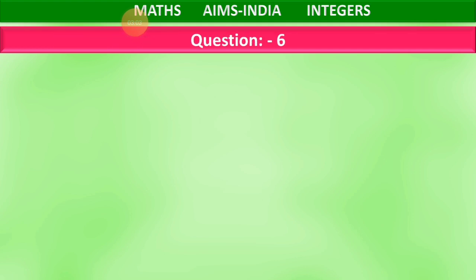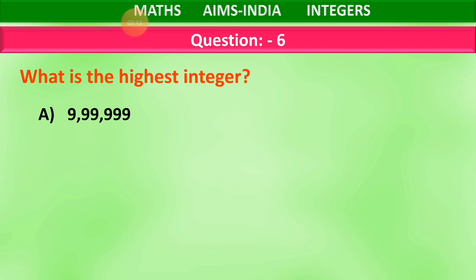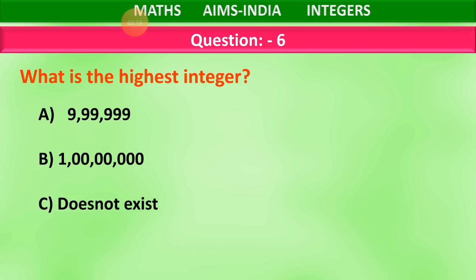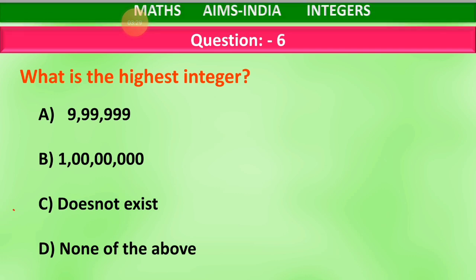The next question is, what is the highest integer? Among the integers, we know what the highest integer is. Option A 9,99,999. Option B 1 crore. Option C does not exist. Option D none of the above. What do we know about the highest integer? We know that the highest integer does not exist.